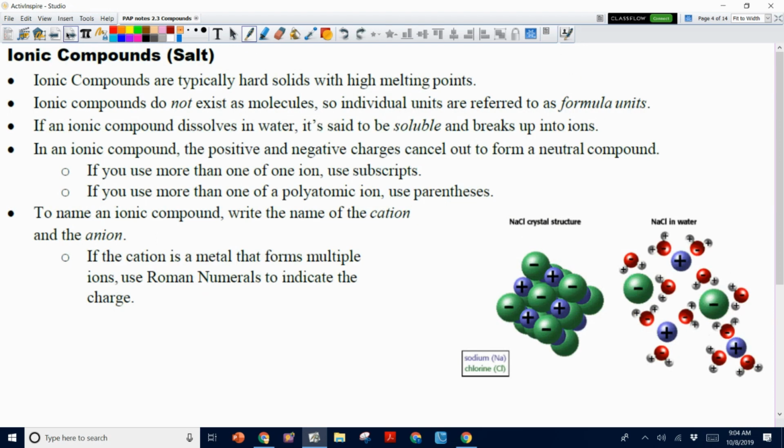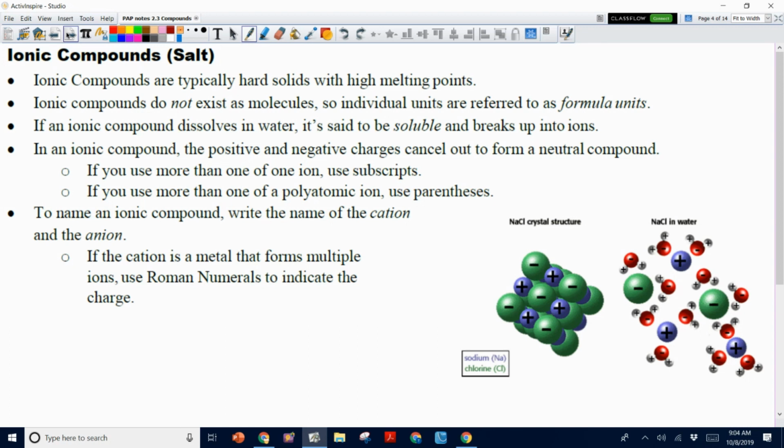All right, so go ahead and pause this video and write this down. These are the characteristics of ionic compounds, which are also called salts. All right, ionic compounds are typically hard solids with high melting points. So if we think about table salt, sodium chloride, it has a very, very, very high melting point. And there are even YouTube videos where they show people melting salt. Okay, they have to heat it up in a special heating container, get it really, really hot. You can't melt salt in your oven like you can sugar.